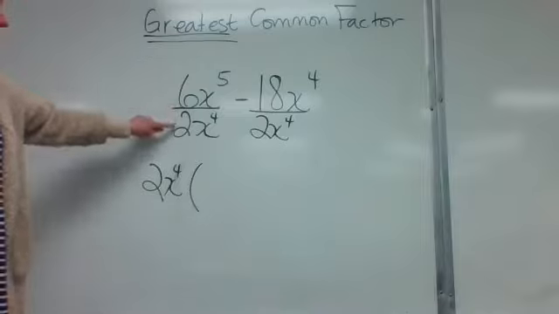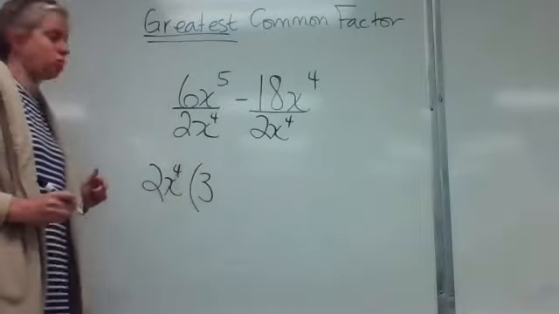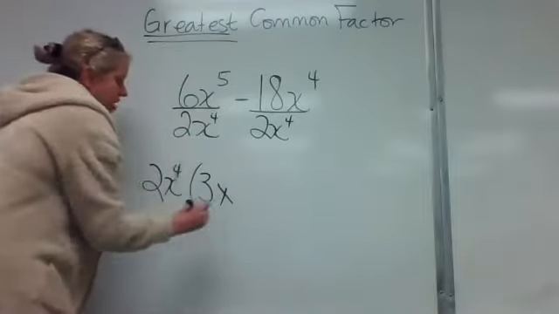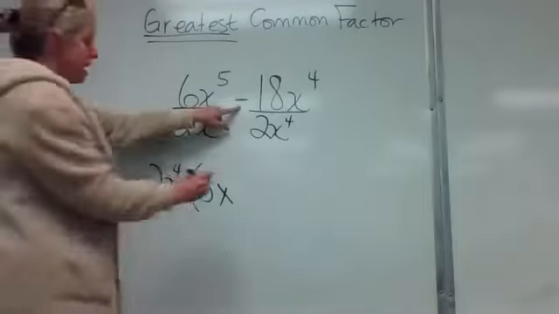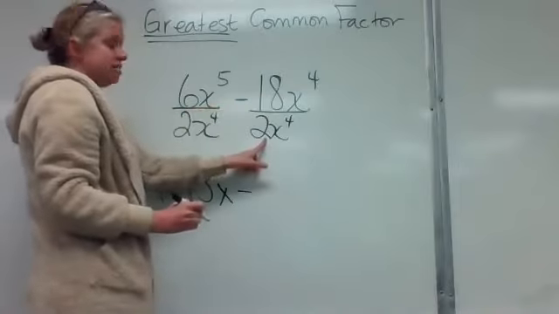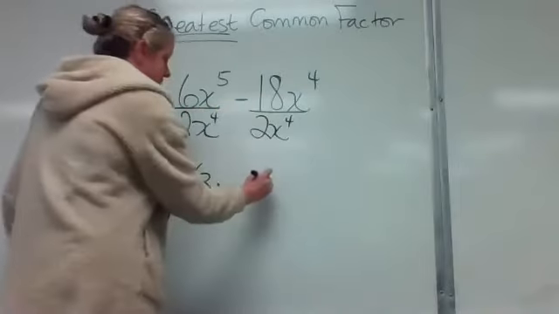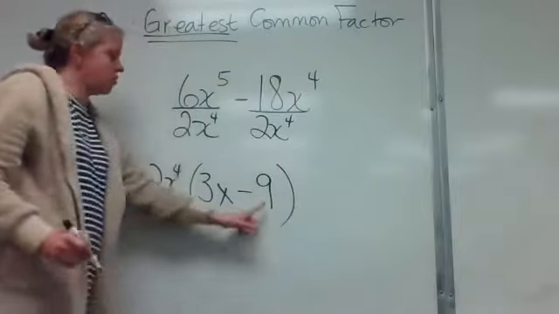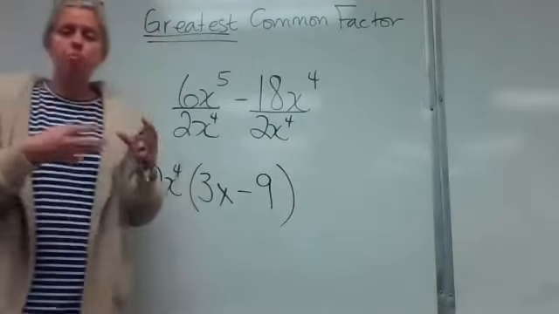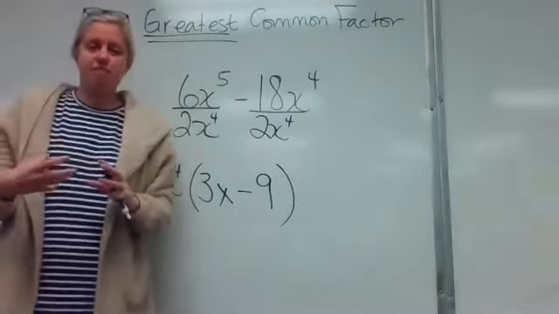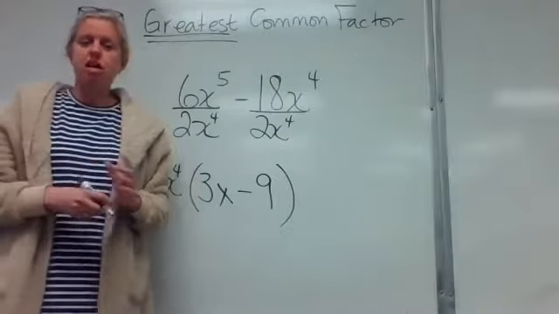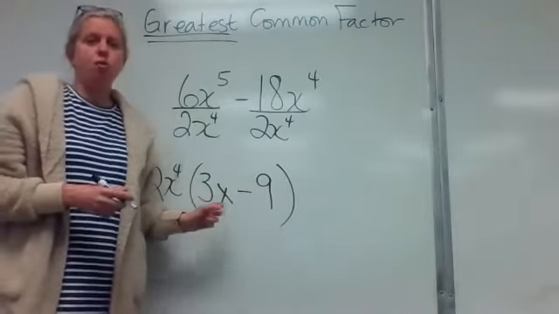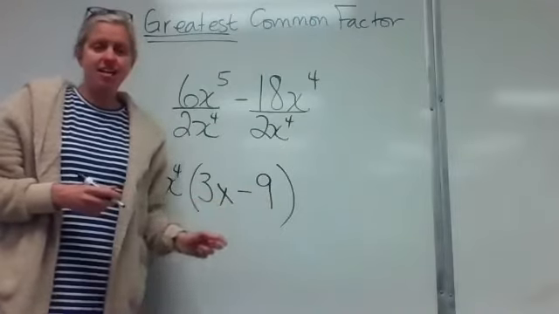If I divided this, 6 divided by 2 gives me 3. I had x to the 5th, but I pulled out x to the 4th, so I still have an x. Minus 18 divided by 2 gives me 9. I pulled out all the x. Look at what's in your parentheses. If you pull out the greatest common factor, there should be nothing in common with what's in your parentheses. What goes into 3 and 9?